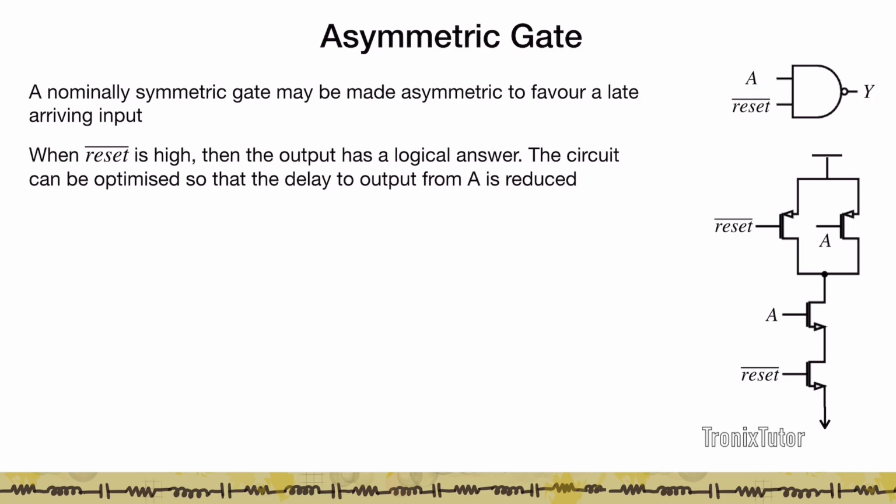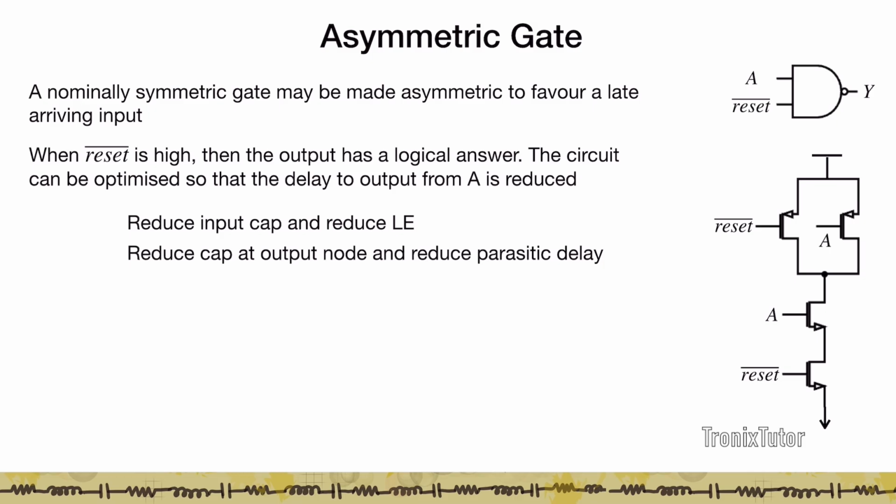If you look at the NAND gate, the first thing we know is that because we want the delay of A to be quicker, we'll size up the NAND in such a way that reset bar is sent to the outermost input. Hence reset bar is connected to the NMOS transistor that is closest to the rail. Now, how do we make an input fast? One thing we can do is reduce the input capacitance. If you reduce the input capacitance, you reduce the logical effort, and hence that input becomes fast. The other way you can speed up the gate is by reducing the capacitance at the output node and reducing the nominal parasitic delay. So we'll use these two techniques on this gate.